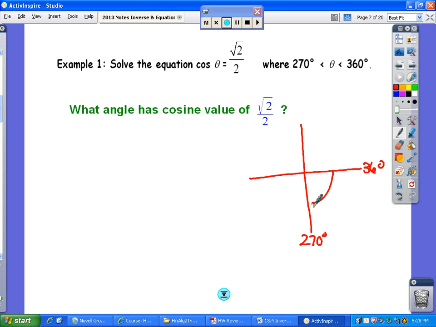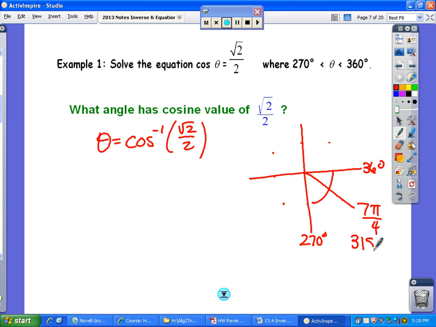All right, we want a theta that has a cosine of square root of 2 over 2. So theta is equal to the inverse cosine of square root of 2 over 2. Well, that's the 45 family. What is the 45 family member in the fourth quadrant? Let's count 45s: 1, 2, 3, 4, 5, 6, 7. So this is 7 pi over 4, which is 315 degrees. Since our problem started out in degrees, we want to continue in degrees. So theta is equal to 315 degrees.